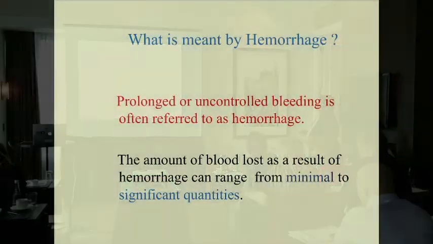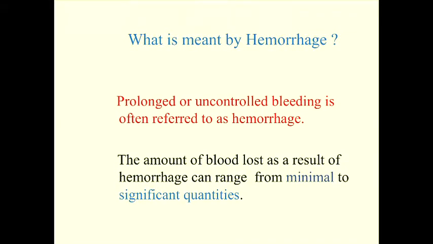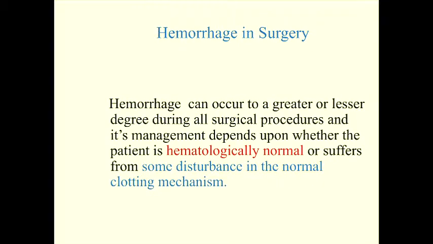Day 1. This is obviously cheaper than this, but corticosteroids work wonderfully too. Okay, what is hemorrhage? Hemorrhage is prolonged uncontrolled bleeding, and the amount of blood loss can be minimal, a little bit, or a significant amount. In surgery, and by surgery I mean implants, periodontics, oral surgery, endodontics, which you all do, it can occur to a greater or lesser degree during all surgical procedures, and the management depends on the patient, whether he's normal or abnormal from the blood picture.